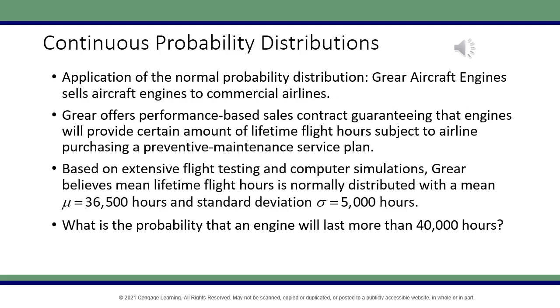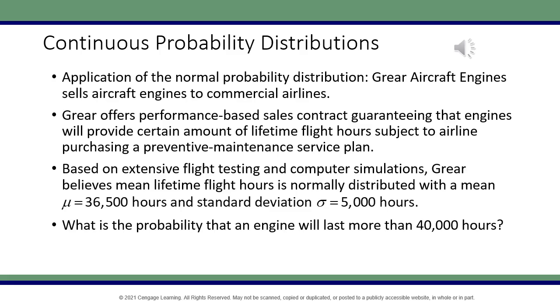Now, let's apply the normal probability distribution to a real-world scenario. We'll look at Greer Aircraft Engines, a company that sells engines to commercial airlines. Greer offers a performance-based sales contract, guaranteeing that their engines will provide a certain number of lifetime flight hours, provided the airline purchases a preventive maintenance service plan.